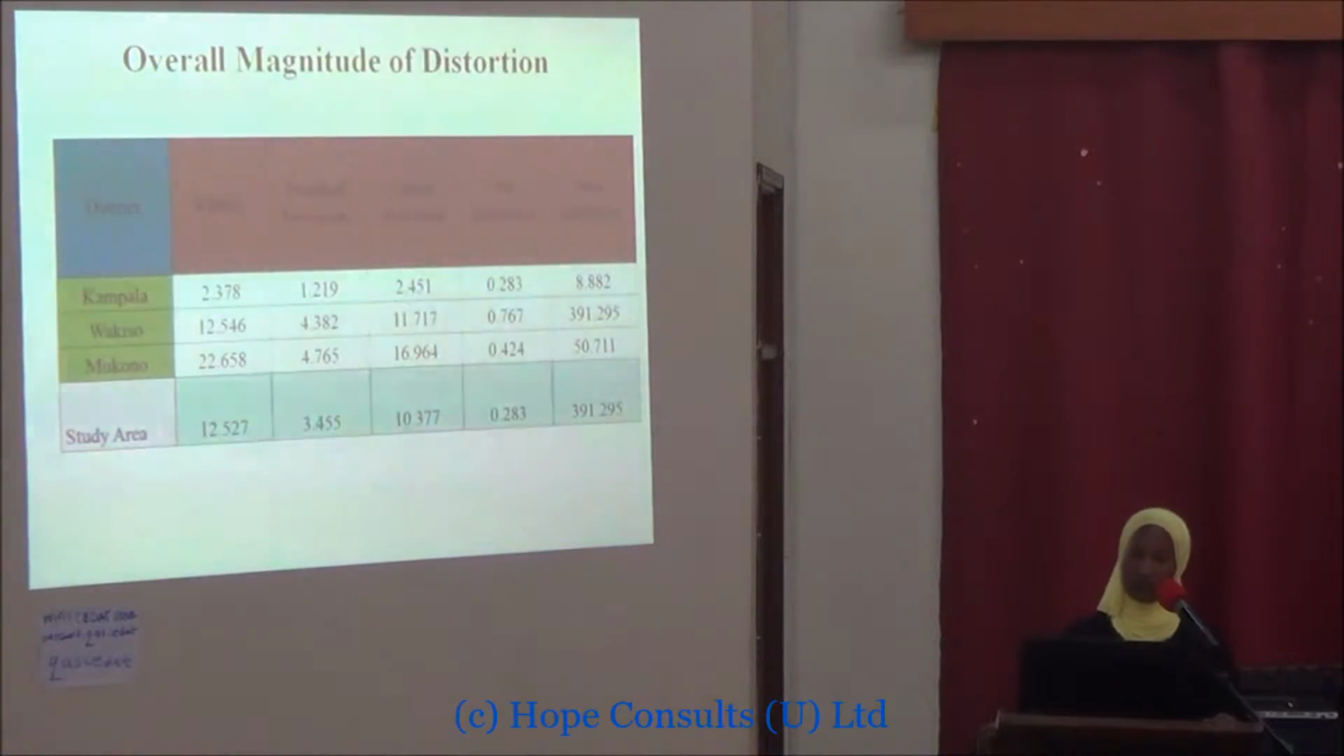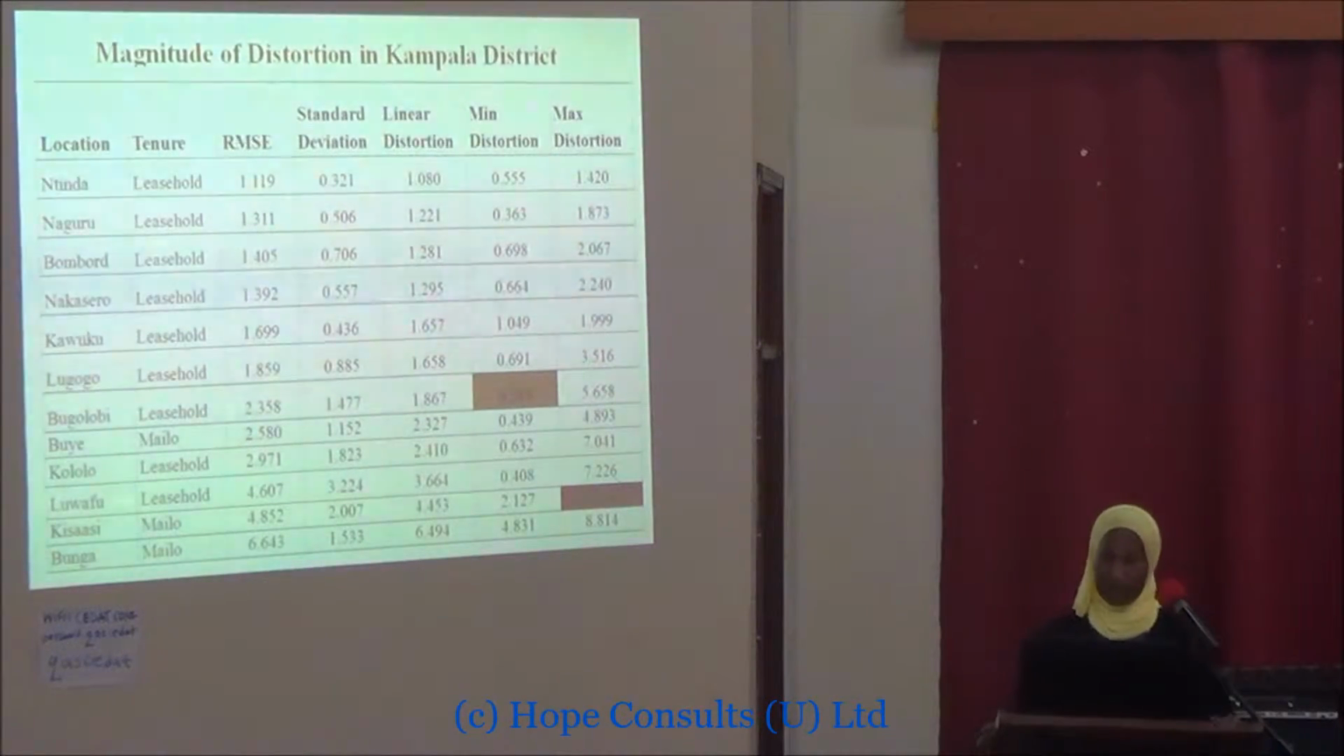So the overall distortion of my study area was 10.377. This was not by considering the 3 districts that I considered in my study. And the biggest distortion I got was in Wakiso of 391.295 meters. These are the distortions in Kampala district. In Kampala, I sampled a number of places, and the maximum distortion I got in Kampala was 8.82 meters in Kisasi, and the minimum was 0.28 in Bugoloni.